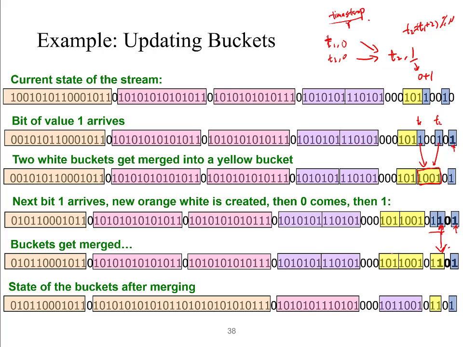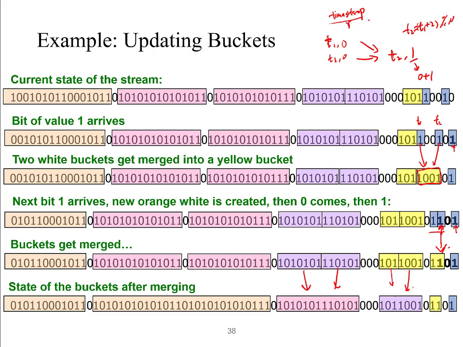Right. Now we have 3 buckets with size 2. We merge the oldest 2, create this one. Right. So it's a bucket of size 4. And we have 3 buckets with size 4. We combine the oldest 2 to get a new bucket with size 8.